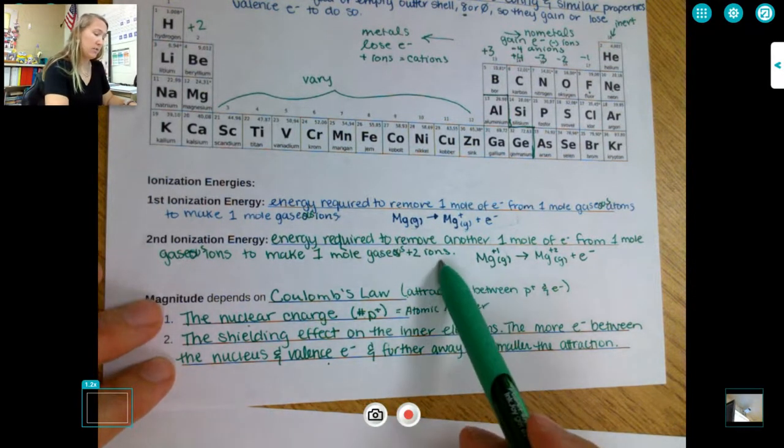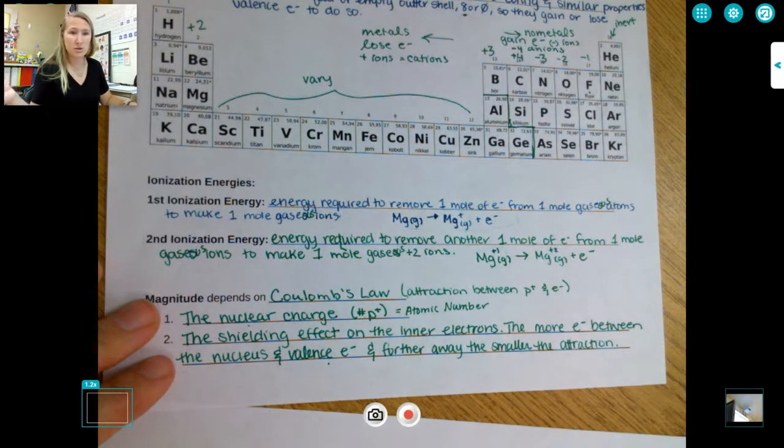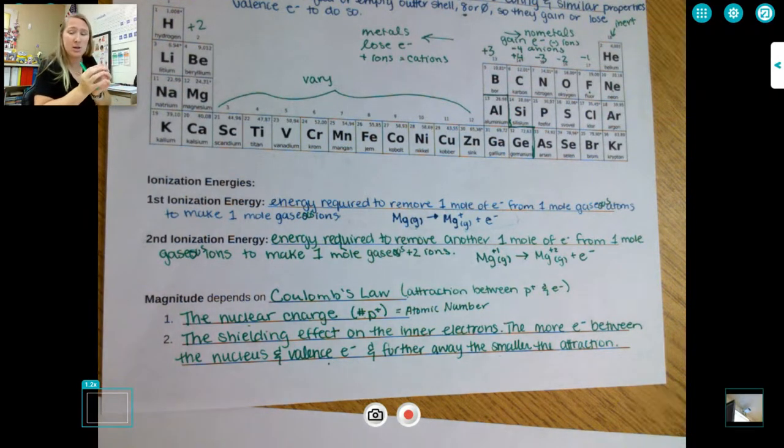So if my electrons are really far away, it's not going to require much energy to pull them off because they're hardly attracted to the nucleus. They're much closer, like when we looked at those core electrons in our PES spectra. Well, that requires a lot of energy to remove them because they're held really tightly. They have high attraction to the nucleus because they're so close to the nucleus. So let's take a look at a graph of this data.